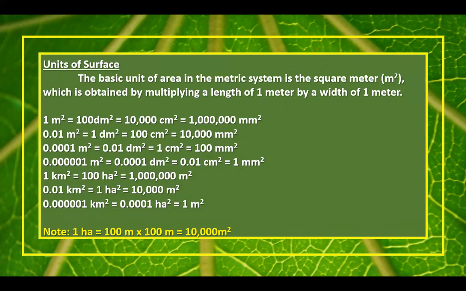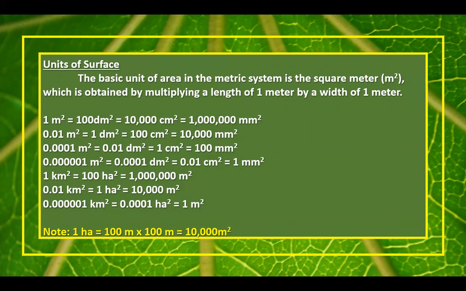So 0.01 meter squared is equal to 1 decimeter squared is equal to 100 centimeters squared is equal to 10,000 millimeters squared. 0.001 meter squared is equal to 0.01 decimeter squared is equal to 1 centimeter squared is equal to 100 millimeters squared. 0.00001 meter squared is equal to 0.001 decimeter squared is equal to 0.01 centimeter squared is equal to 1 millimeter squared.